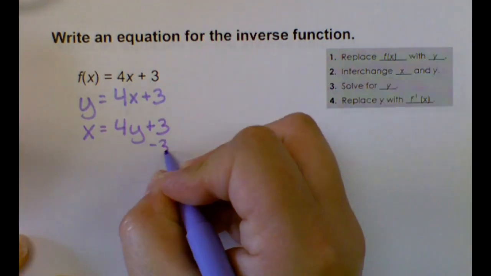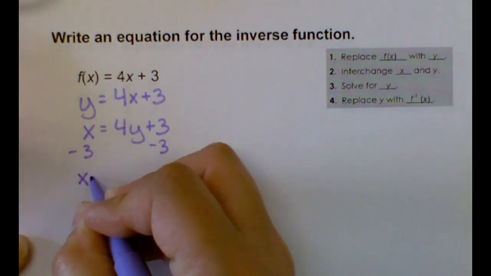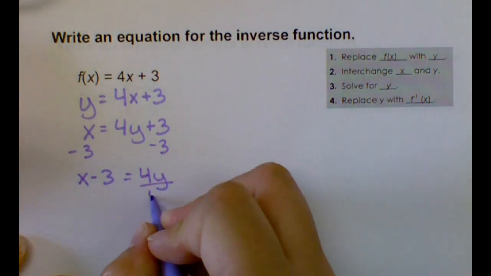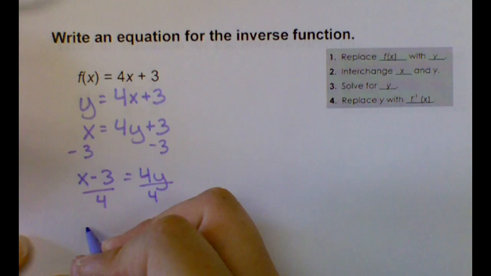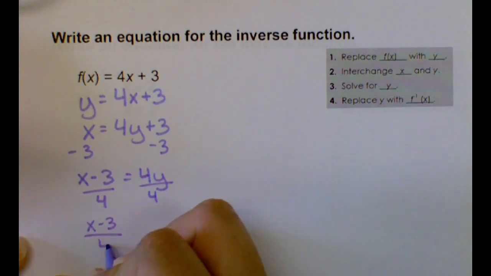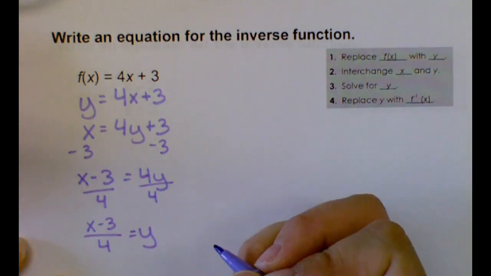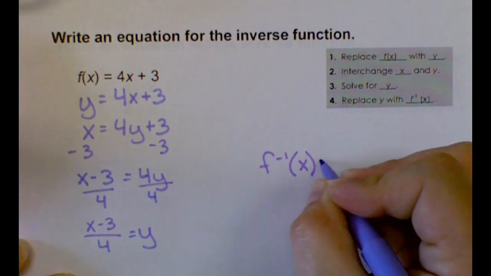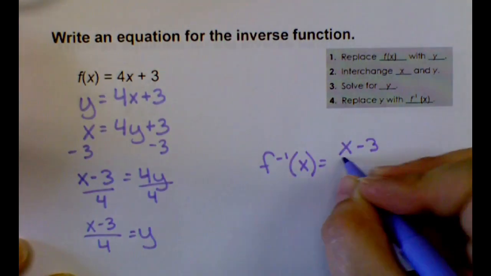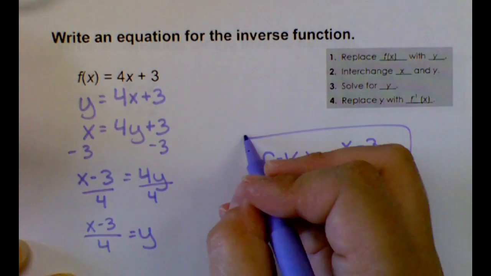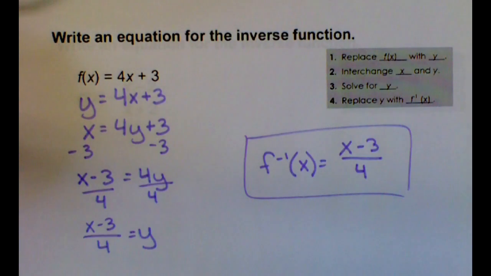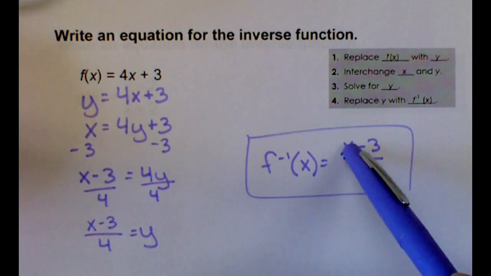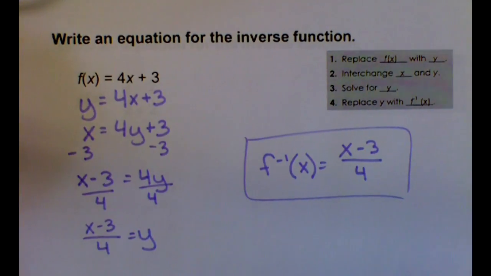So I'll subtract 3, giving me x minus 3 equals 4y. And I divide by 4, giving me (x minus 3) over 4 equals y. Last step is to change that y to f inverse of x equals (x minus 3) over 4. To check this, I plug this value in for x, and I plug this function in for this x. They will both simplify to just x.